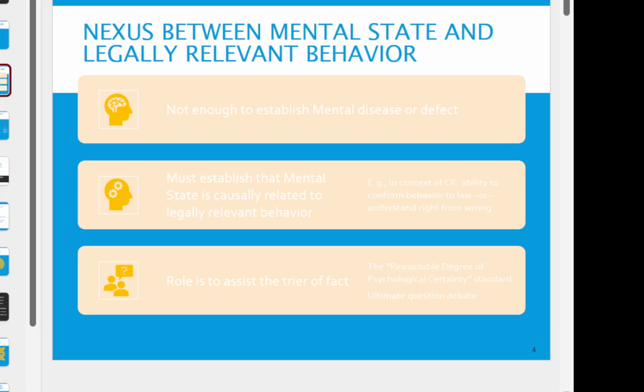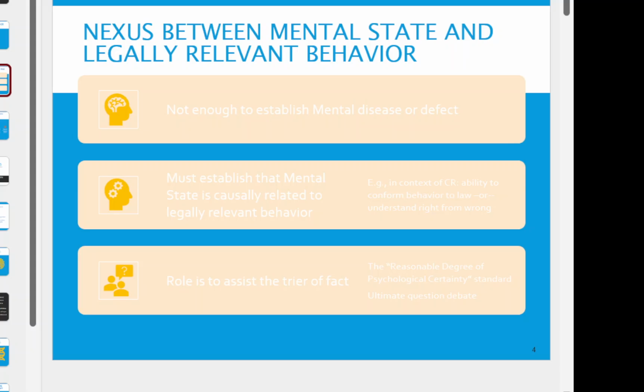So, forensic psychologists are often tasked with evaluating this nexus to inform legal decisions and ensure that justice is administered fairly, taking into account the psychological factors that may be influencing behavior. So here you see that the role of the forensic psychologist is to assist the trier of fact. So what is the trier of fact?